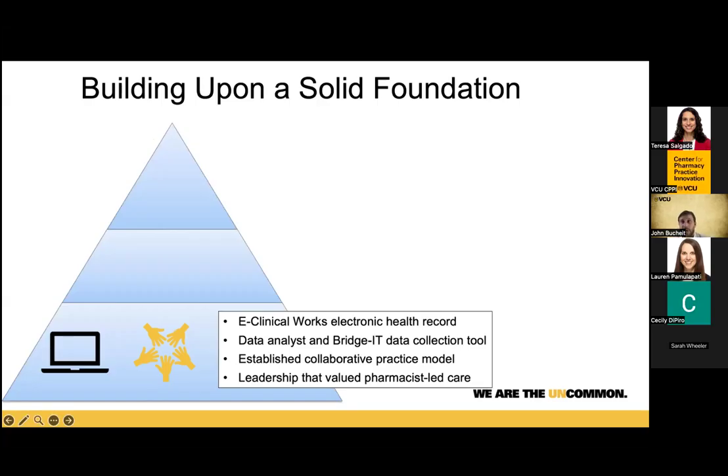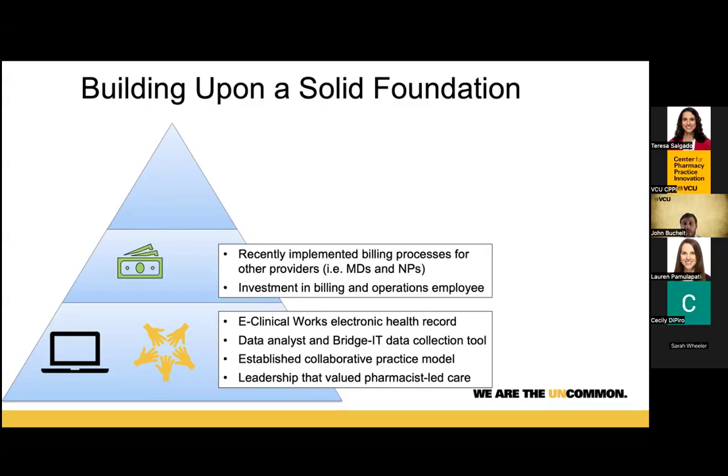My intention for that question is really just to continue to highlight how if you're already doing collaborative practice, implementing billing is really not that hard to do from a process standpoint. So you have a lot of key processes that you can build upon. At Crossover, our foundation, our strengths: we had eClinical Works, an electronic health record. We have a data analyst, who uses Bridge IT and can collect lots of data. We've had an established collaborative practice model and a leadership team that valued pharmacist-led care.